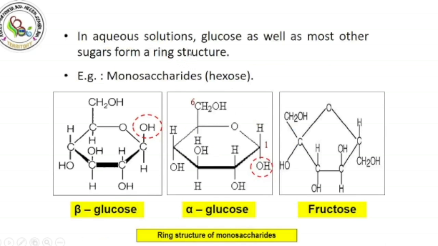In aqueous solutions, glucose as well as most other sugars will form a ring structure. For example, we have beta-glucose. This is a ring structure for beta-glucose. And then we have a ring structure for alpha-glucose. And the last one, we have a ring structure for fructose. The difference between beta and alpha-glucose is the position of the hydroxyl group at carbon number 1.